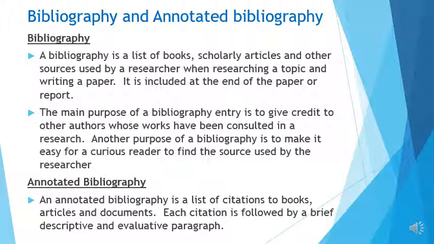So the small difference is, in an annotated bibliography you will be giving a small descriptive paragraph, but in a bibliography you will be giving only the information of the author, only the name of the author, title, year of publication, place of publication, that's it, page number, that's it. But in an annotated bibliography you are writing some brief description about the content which you have referred to. So this is the small difference between a bibliography and an annotated bibliography.